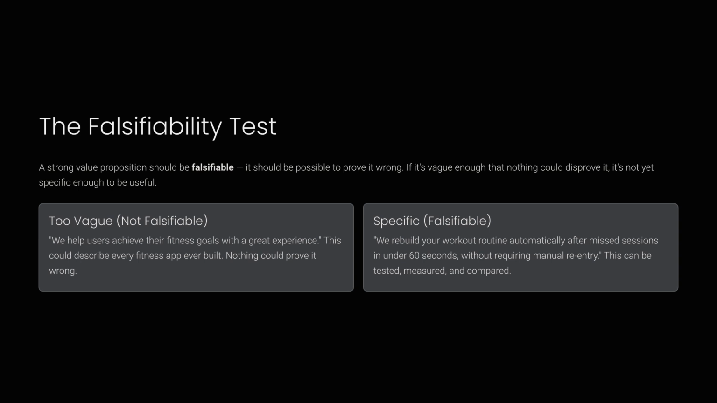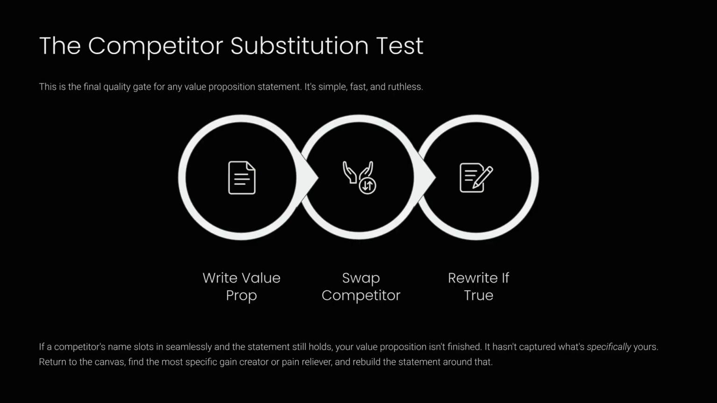Finally, test your statement for falsifiability. It should be specific enough that you can prove it wrong. If your statement is so broad that it cannot be tested, then it is likely too vague to be meaningful. Last is the competitor substitution test. If you replace your product's name with a competitor's name and the sentence still makes sense, you haven't captured your unique value. If that happens, go back and refine your proposition.